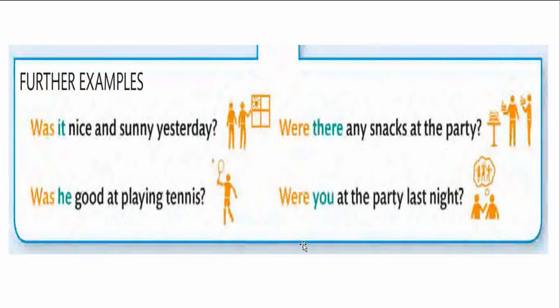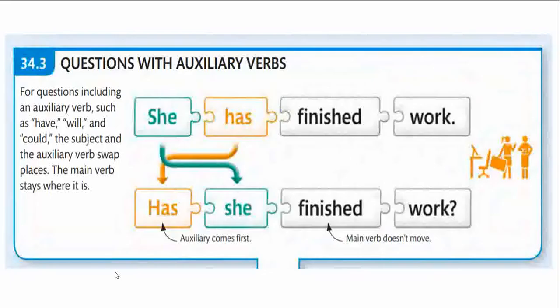At this moment, you are requested to construct a few sentences based on the structure that is given on screen. Let us proceed to the next pointer. The next pointer is questions with auxiliary verbs. Auxiliaries are has, have, etc.